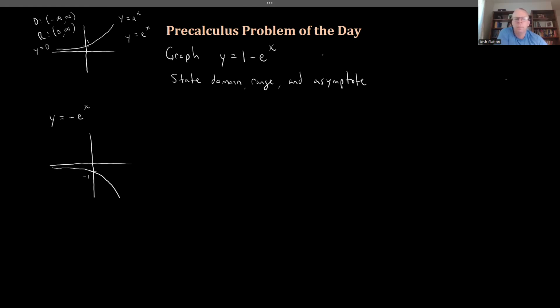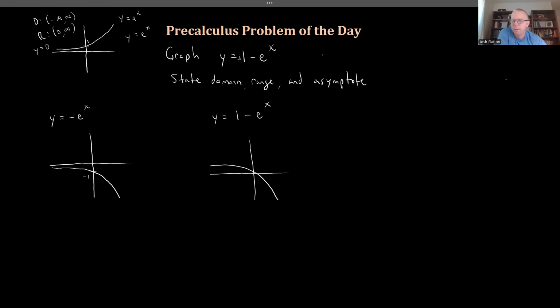Then we will shift it up. The +1 is going to shift it up. So y equals 1 minus e to the x. We're going to take this one and shift it up 1 unit. And so we'll come down.